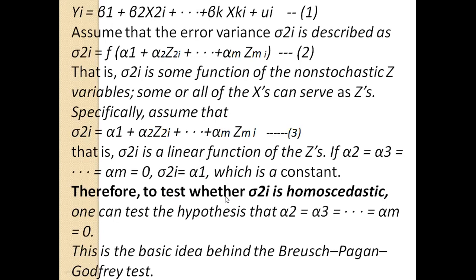So therefore, to test whether the variance is homoscedastic, one can test the hypothesis that alpha 2, alpha 3, up to alpha m is equal to 0. Before testing that, we can write that equation, that is alpha 1 is equal to alpha 3, alpha 3 is equal to alpha 4, like this, for however many observations you are going to consider. So all the variables will not influence the variance. That is called homoscedasticity. So this is the basic idea behind the Breusch-Pagan-Godfrey test. Is it clear, dear students?